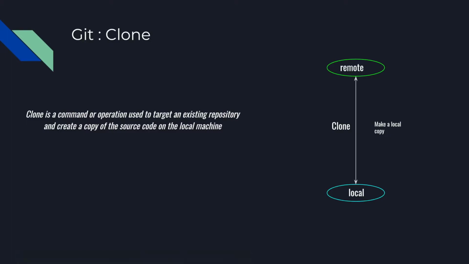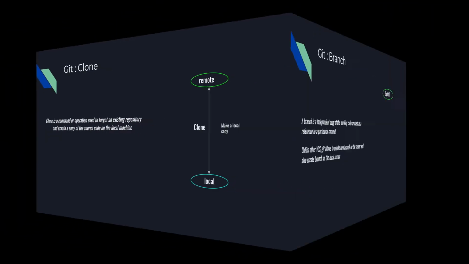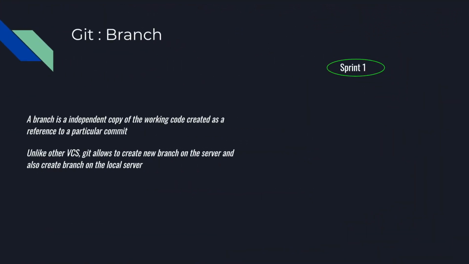Next, we see about a branch. A branch is a pointer to the snapshot or an independent copy of the code of the repository. A new branch is generally created for a new feature or a bug fix. As we see later in the course, it is a best practice to create a new branch for every change your team is working on. Unlike other version control systems, Git allows to create a new branch on the server and also on the local system.